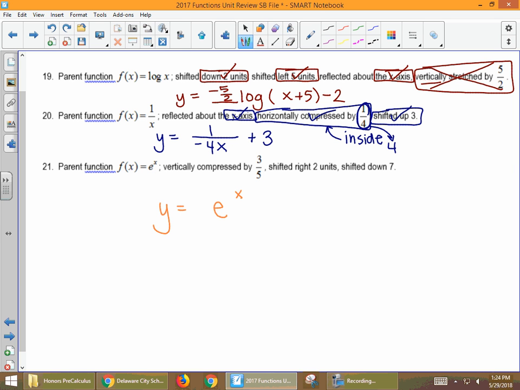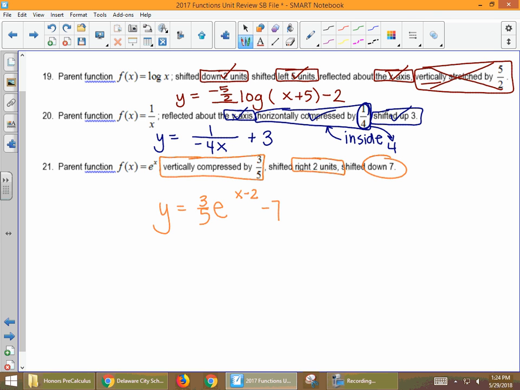And with e to the x, inside our function is going to be up in that exponent, and outside our function is going to be around that e. So vertically compressed by 3/5. If we're doing vertical, that's going to go out front. So that 3/5 can go out front. Right 2 units. That's going to be minus 2 up in our exponent. And down 7. It's going to be a minus 7 outside.